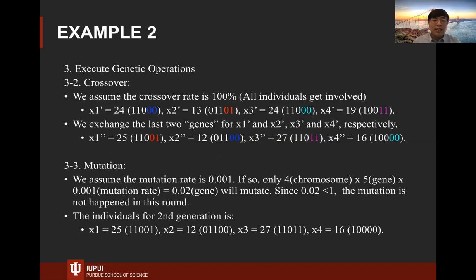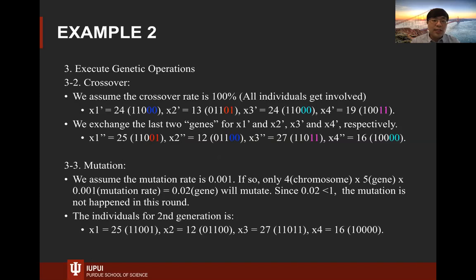You can see from X1, for example, the last 2 bits are 0, 0, so they are exchanged to X2. So right now the new X2 is 0, 1, 1, 0, 0. So the number is changed from 13 to 12.